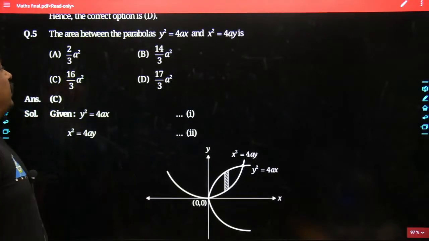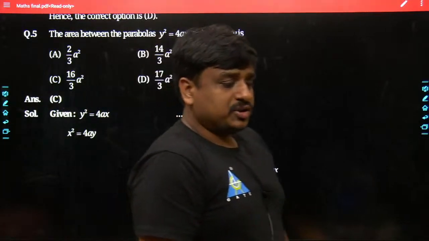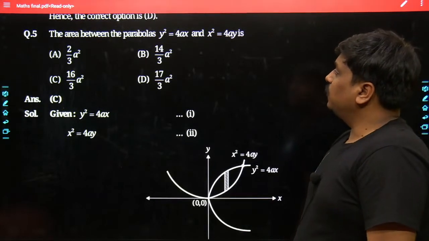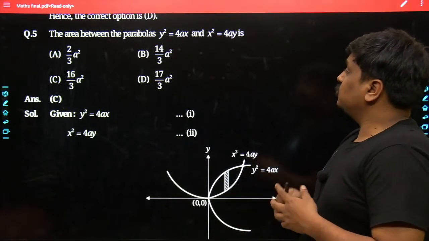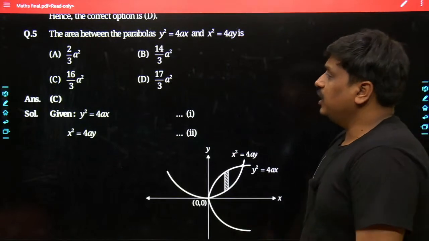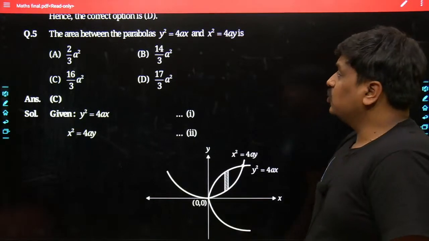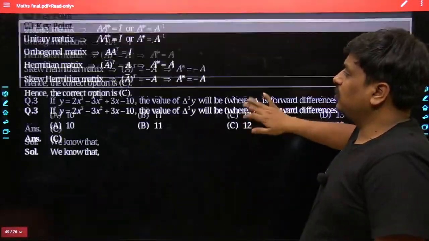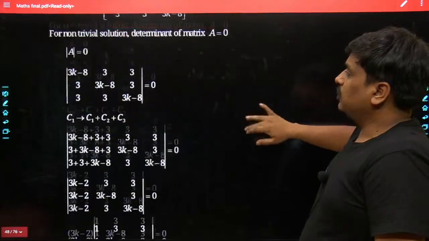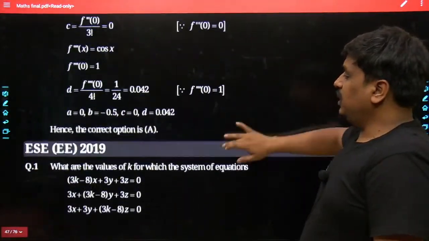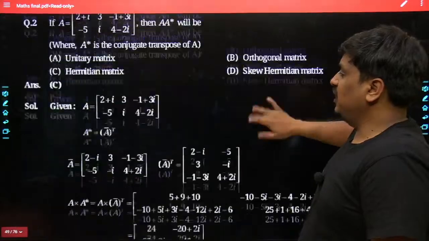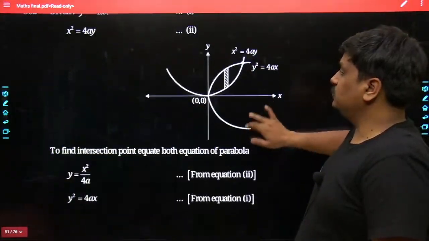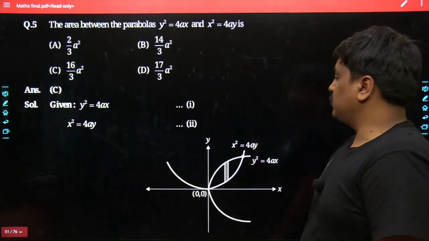I need to find the area between the parabolas. The two equations of the parabolas are clearly given along with this problem, and that is y² = 4ax and x² = 4ay. I need to get the area enclosed by both of these parabolas. This problem has appeared in the EAC Electrical exam of 2019. Tell me what would be the best answer for this given problem.